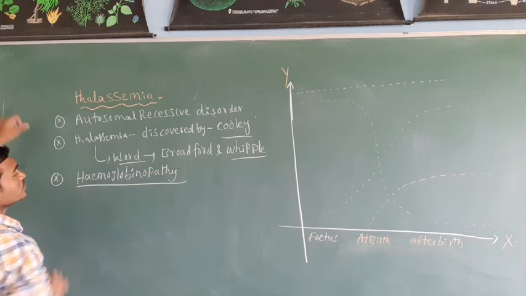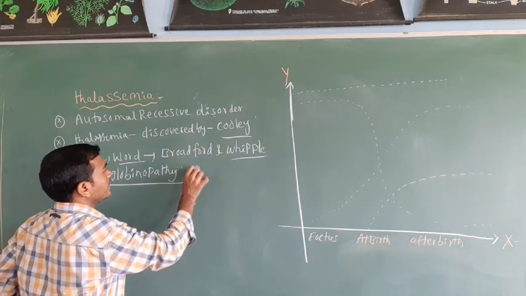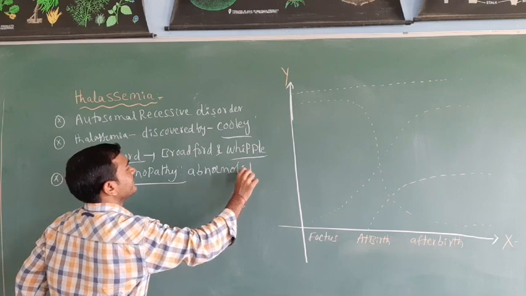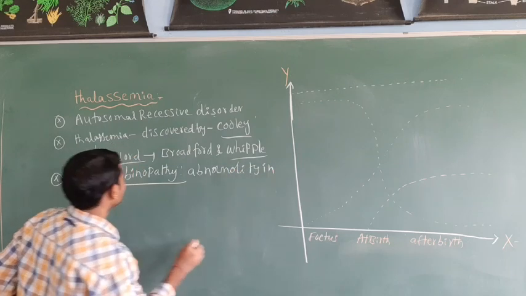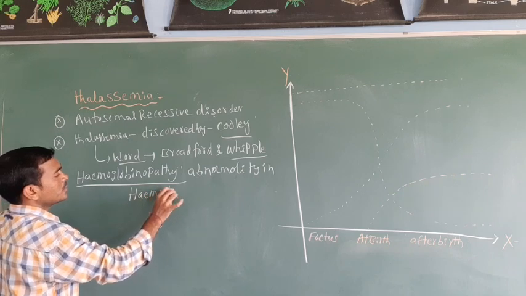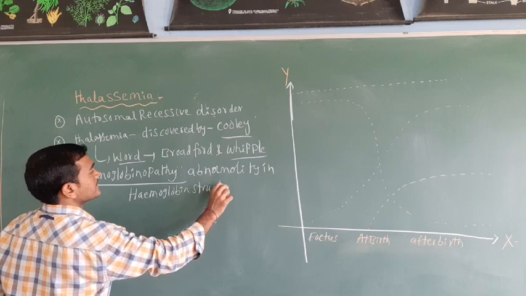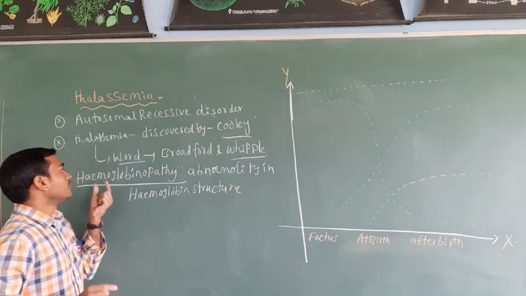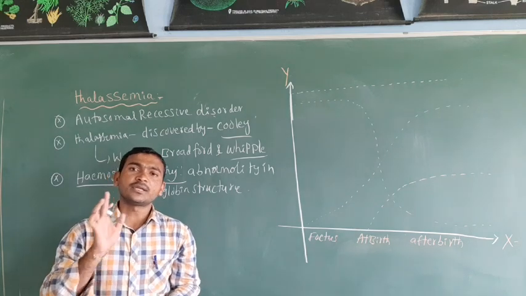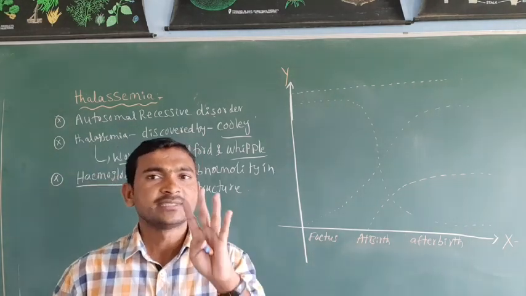Hemoglobinopathy. So what is hemoglobinopathy? It means abnormality in hemoglobin structure. Abnormality in hemoglobin structure is called hemoglobinopathy. Generally, we know that hemoglobin is made up of two types of chains.